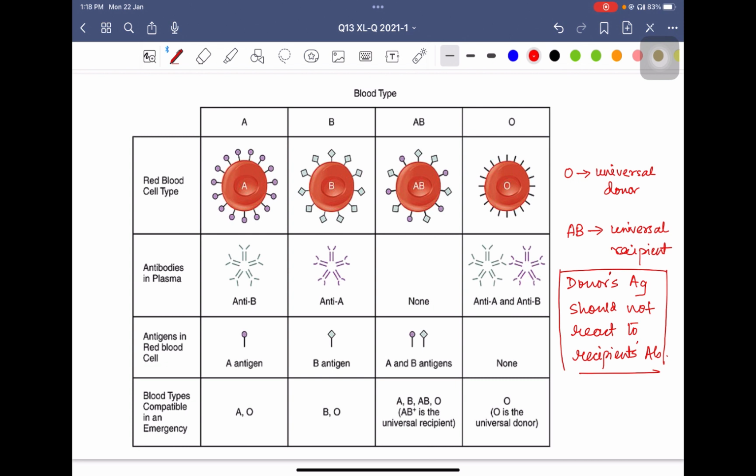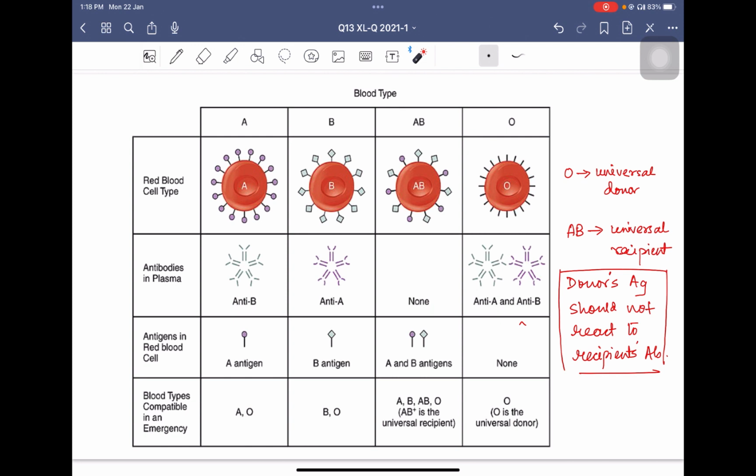And on the other hand, think about O blood group. O blood group does not have any antigen. So here we are considering that the donor's antigen should not react to the recipient's antibody. So here, if O blood group does not have any antigen, there will be no reaction with the recipient's antibodies, right? So which is why O is considered as universal donor, because it can donate blood to all of these blood groups because it does not have any antigen which can react with the recipient's antibody.